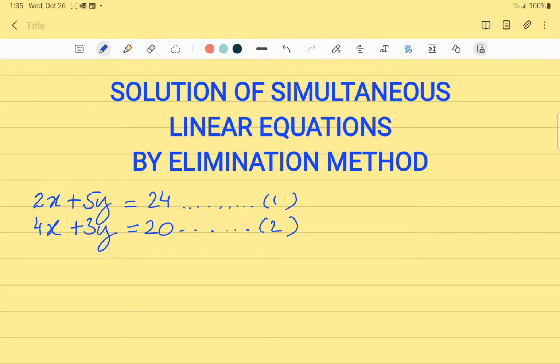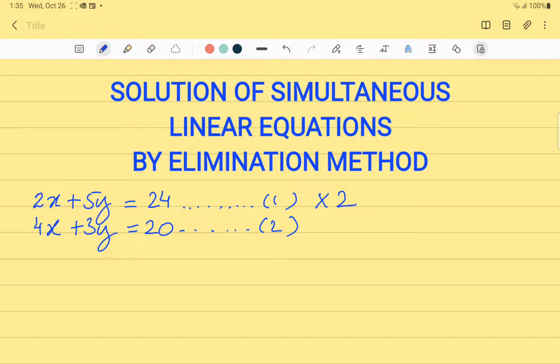We can see that the coefficient of x in equation number 2 is 4 and the coefficient of x is 2 in equation number 1. So if we multiply equation number 1 by 2, its coefficient of x will become equal to the coefficient of x in the second equation. So we multiply first equation by 2 and then we subtract the second one from the result.